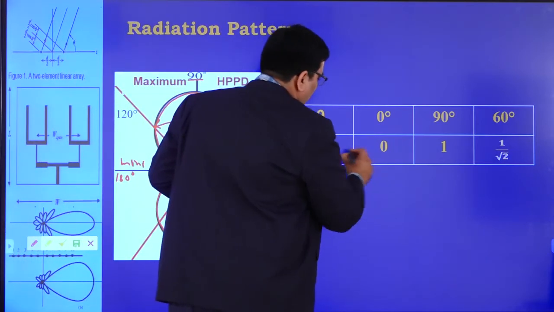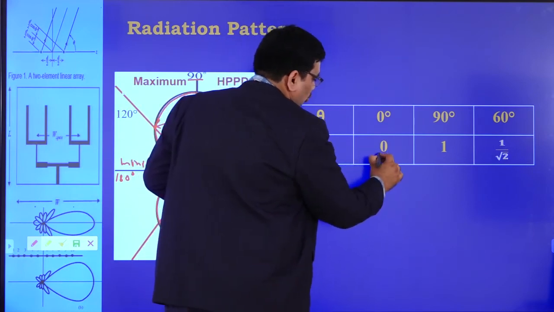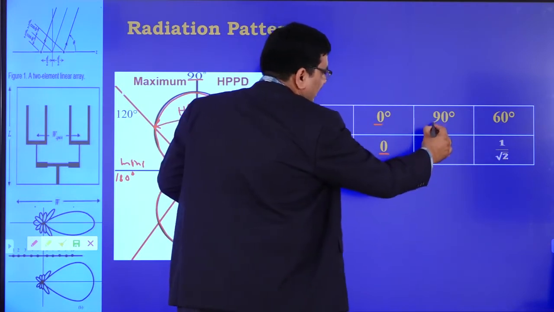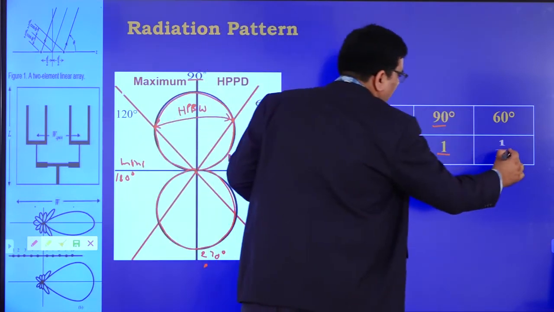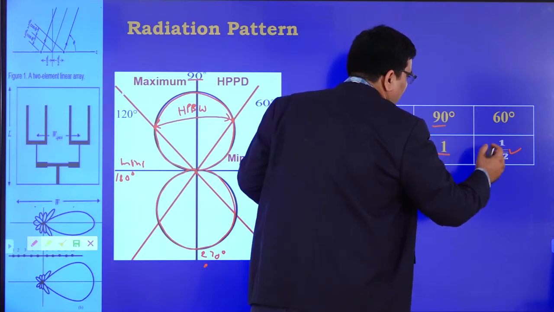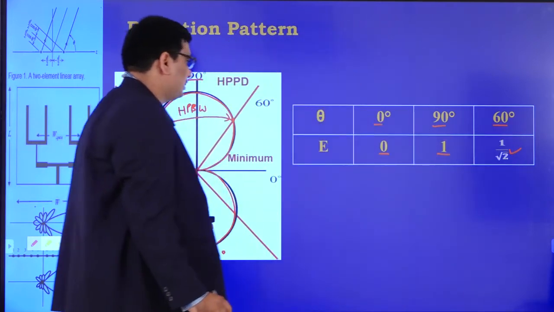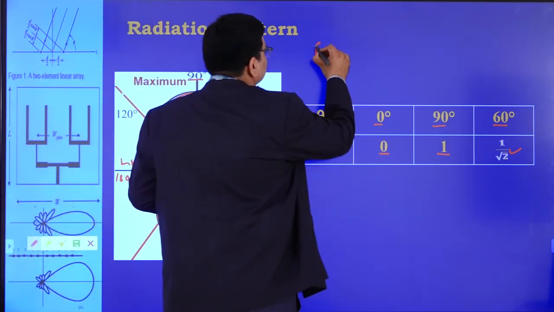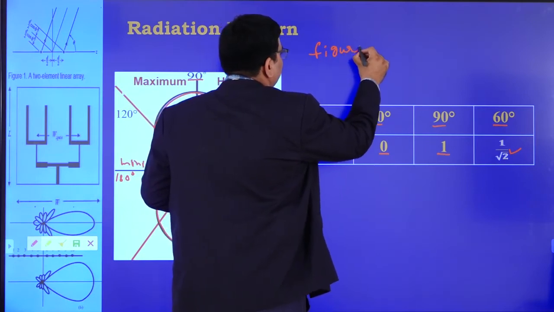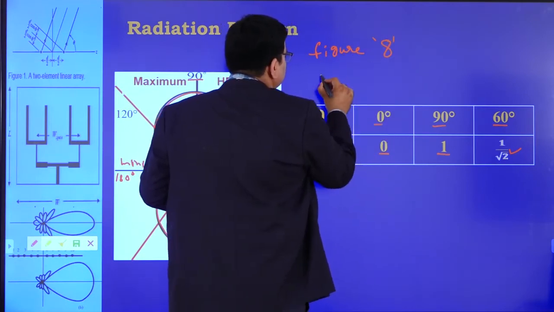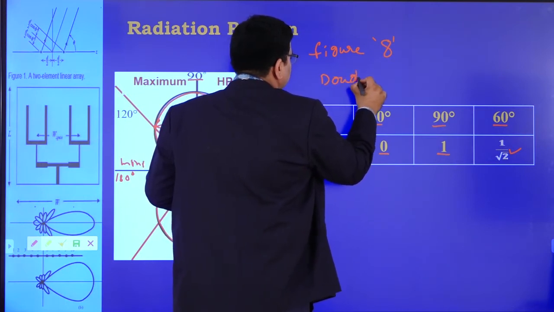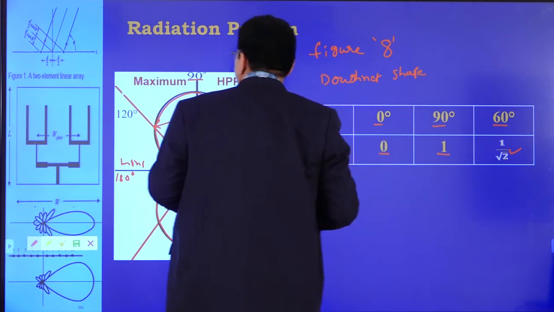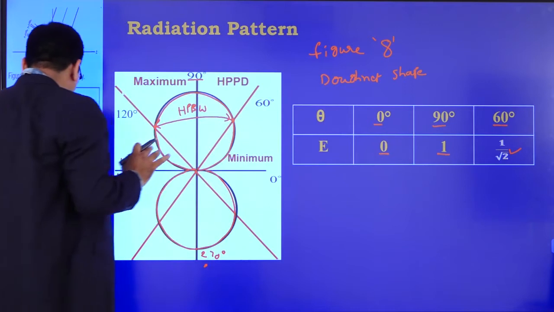So this is the table: if your electric field is equal to 0, that is the minima, you get it at 0 degrees. If the electric field is maximum, you get it at 90 degrees, and if your electric field is half, that is 1 by root 2 of the electric field, that is at 60 degrees or 120 degrees. So the structure is looking like a figure 8, or a doughnut shape. So this is the radiation pattern of a 2 element array with equal amplitude and equal phase.